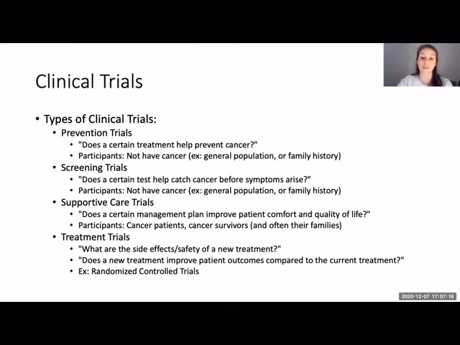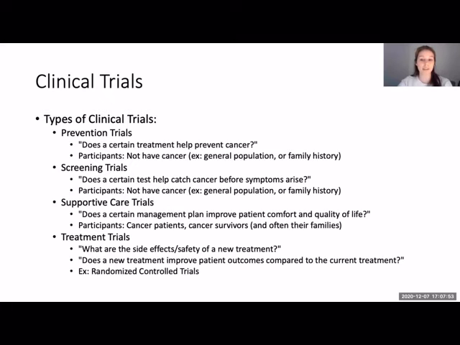So a second type of clinical trial is what is called screening trials. In this type of trial, we may be asking the question, does a certain test help catch cancer before symptoms arise? A good example of this is the Pap test, which is used to screen women for cervical cancer. When the Pap test was first developed, it would have gone through a screening trial to see if screening the general population for cervical cancer with this Pap test helped to catch the disease before the symptoms arose, and then if catching this disease early actually led to the patient doing better in the long run.